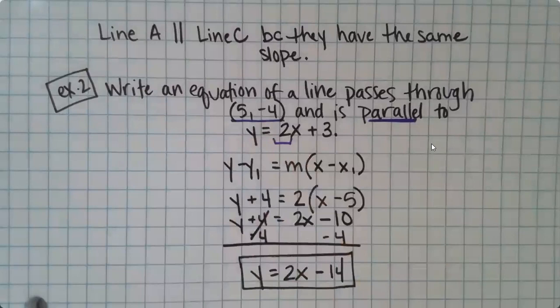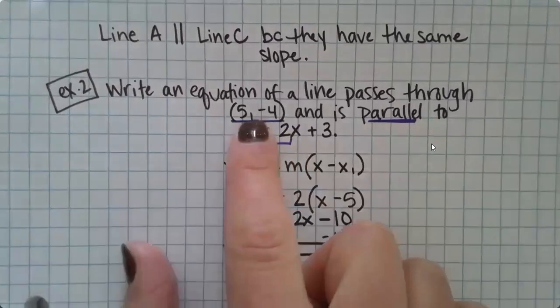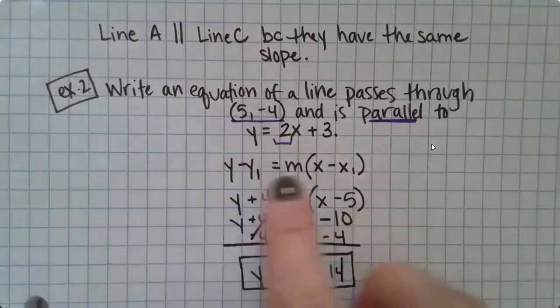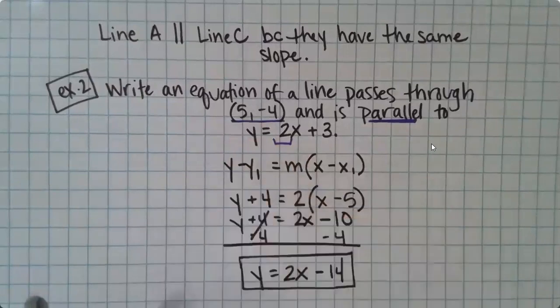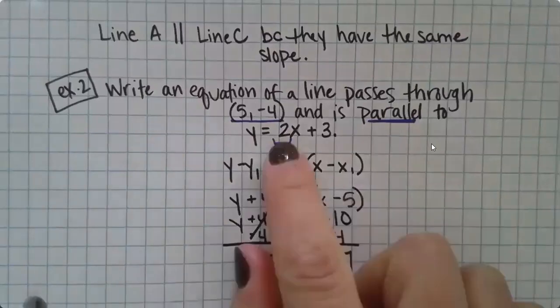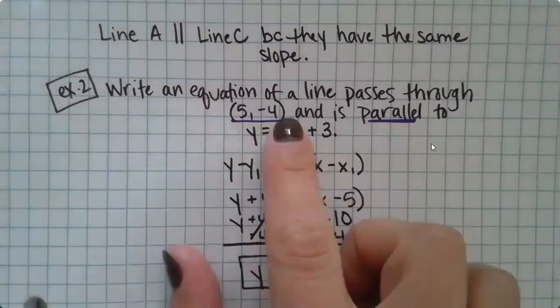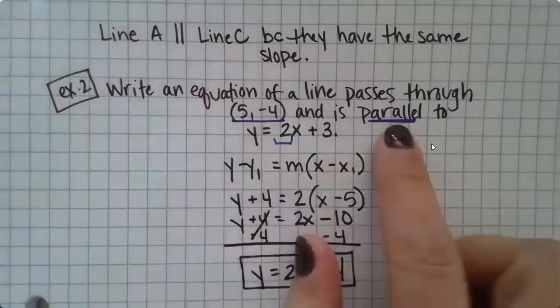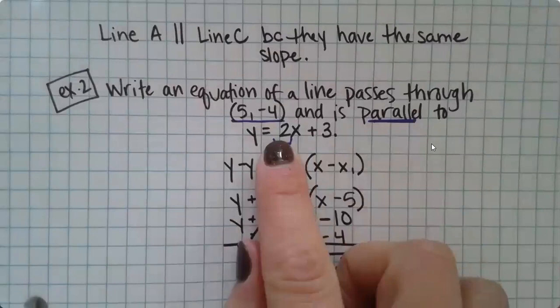We don't know the equation of the line that passes through this point, which is why we then have to use point slope to figure out the equation of that line. And we can figure out point slope because 2 is the slope. Because if the line is parallel to this line, if our new line that we're going to figure out is parallel, we know it has to have the same slope. Does that make sense?